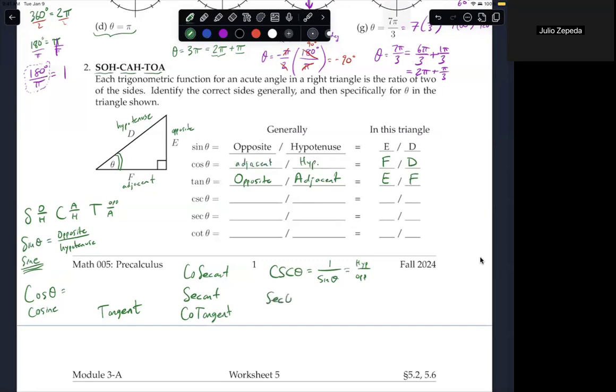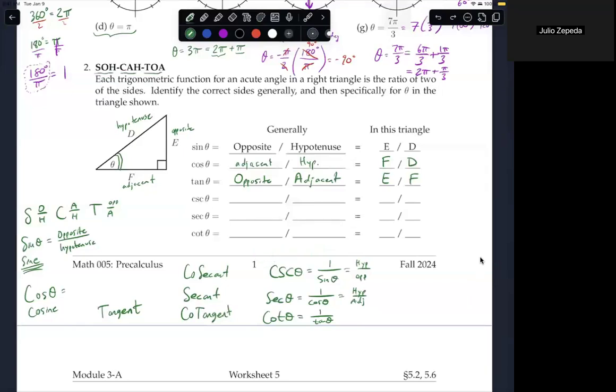Secant of theta is 1 over cosine of theta, which is, since cosine is adjacent over hypotenuse, secant is just the reciprocal: hypotenuse over adjacent. And then cotangent of theta is 1 over the tangent of theta. These are called the reciprocal identities. So cosecant, secant, and cotangent are just the reciprocal of either sine, cosine, or tangent.